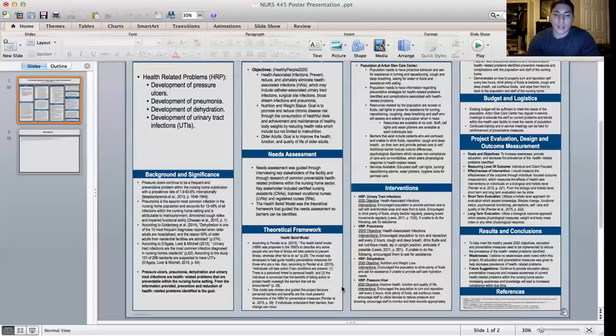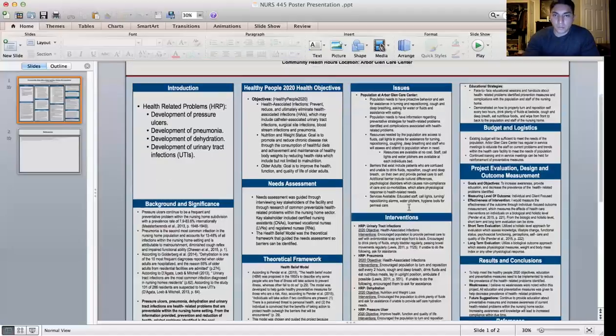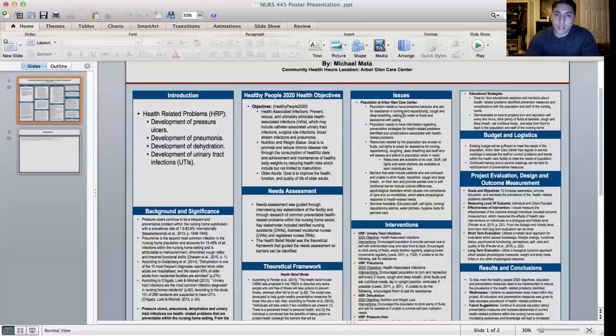This model was chosen and guided this project because perceived barriers and benefits are the most powerful dimensions of the health belief model for preventative measures. If individuals understand their barriers, then change can occur. Issues. The population at Arbor Glen Care Center needs to have proactive behavior and ask for assistance in turning and repositioning, cough and deep breathing, asking for water and fluids, and assistance with eating. The population needs to have information regarding preventative strategies for the health-related problems identified and complications associated with them.